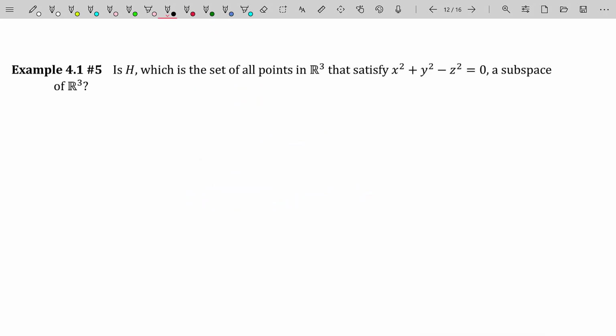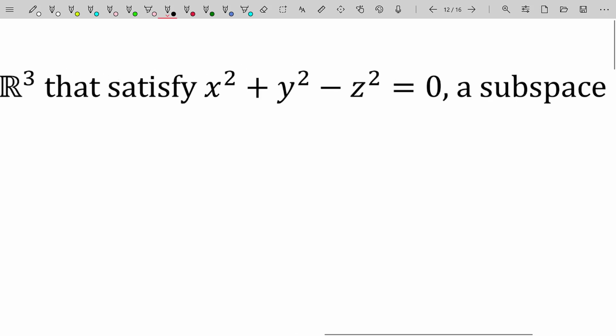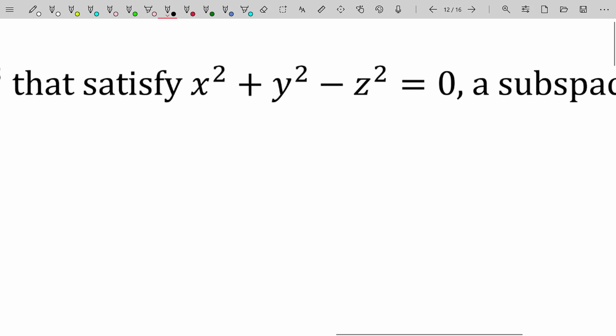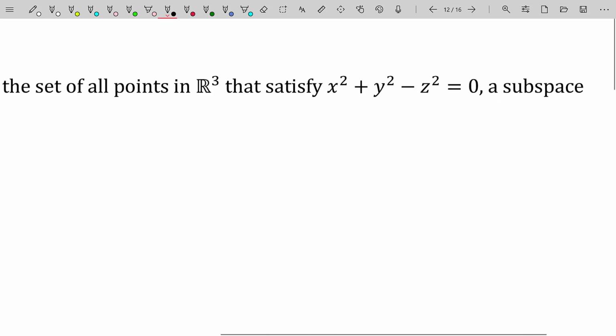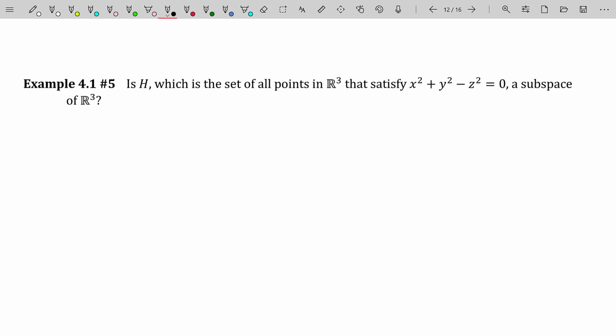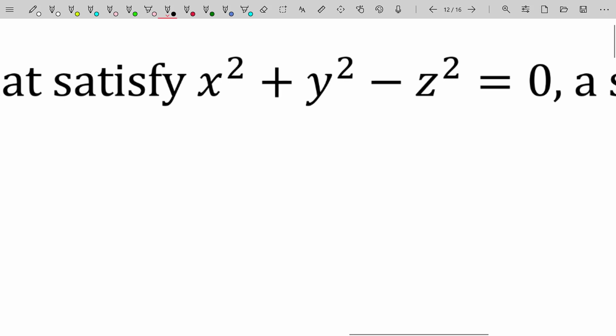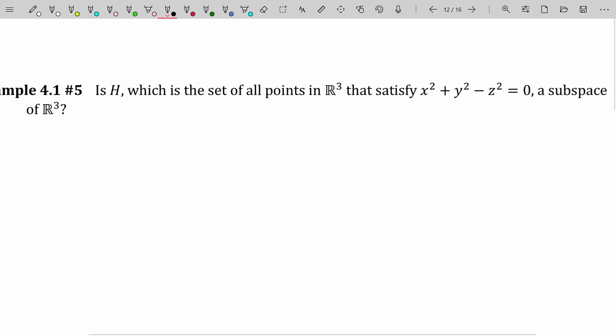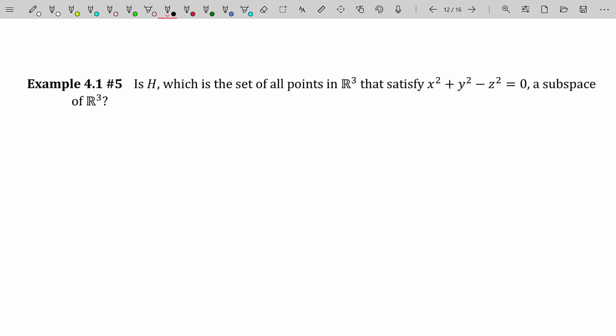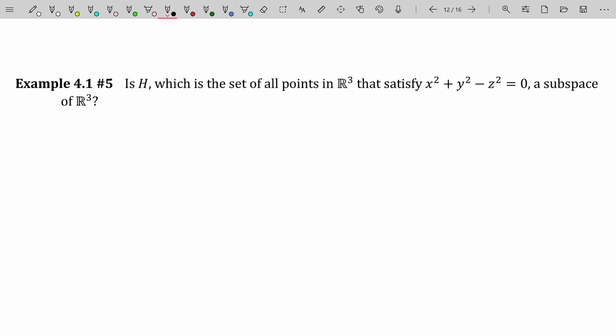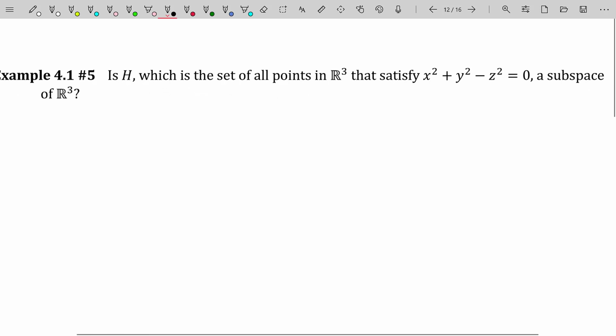If H is a set of all points in R cubed that satisfy x squared plus y squared minus z squared equals 0, can we show that that's a subspace of R cubed? Again, H is a set of all solutions, basically, to this equation right here. Well, I'm going to go with a big fat no, that set of points of all solutions to this is not a subspace of R cubed.